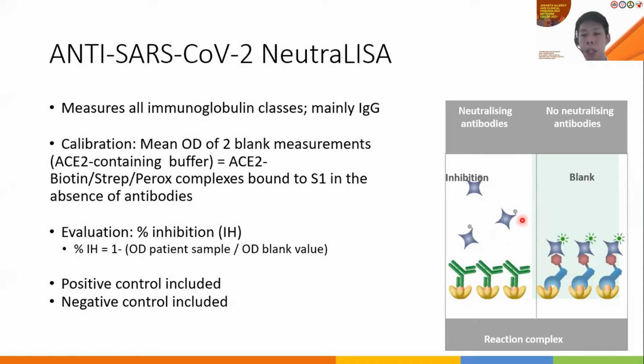However, in a case whereby patients do not have neutralizing antibodies, ACE2 that's conjugated to give signal will bind to the antigen that is coated on the plate. Through this process, a chromogen, or rather a signal, will be given to show that the patients do not have this neutralizing antibody, because the ACE2 is able to give out this signal downstream.